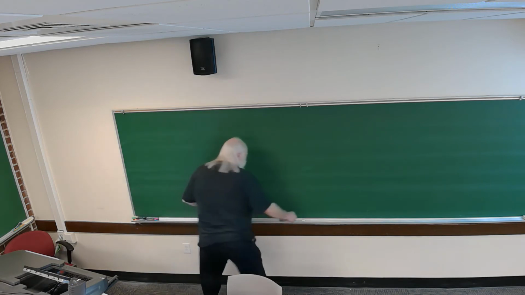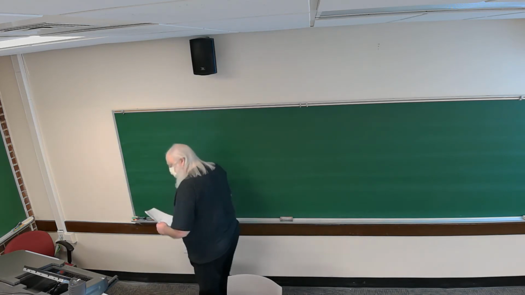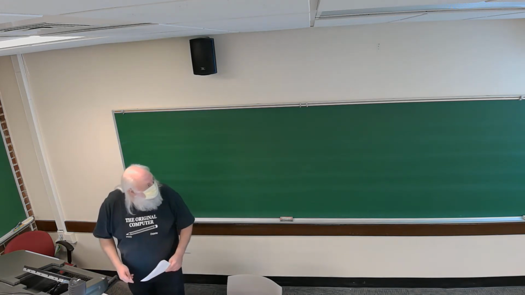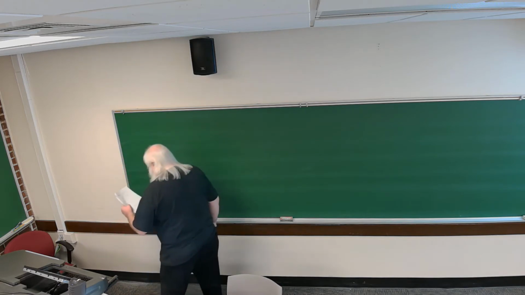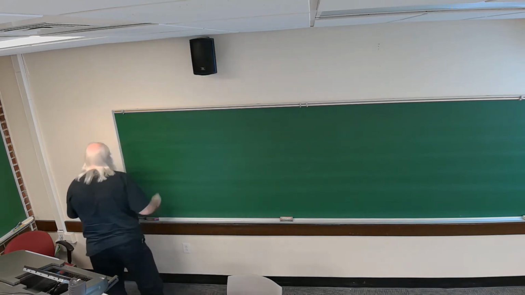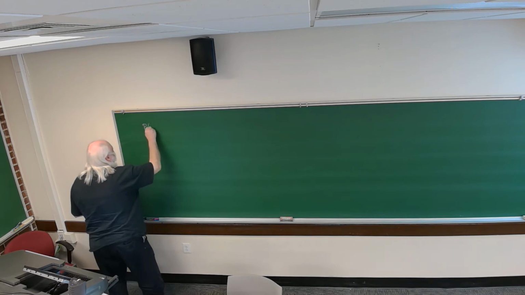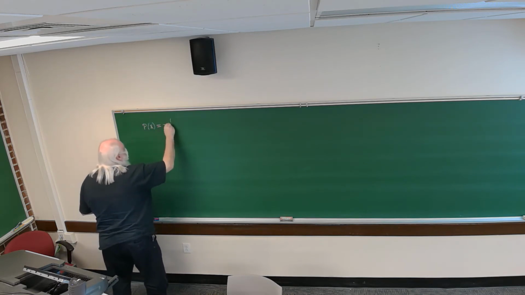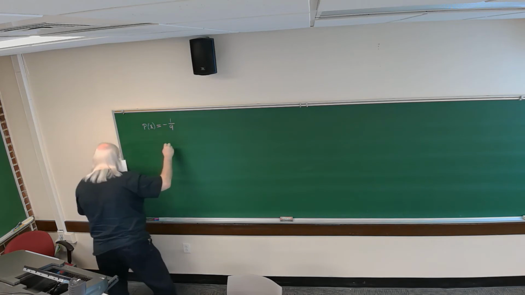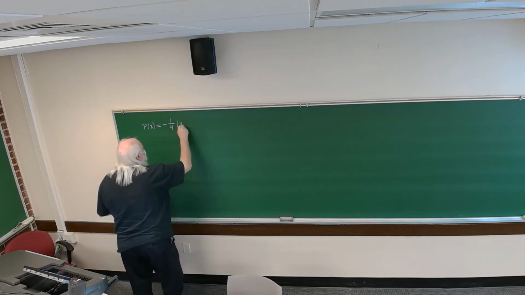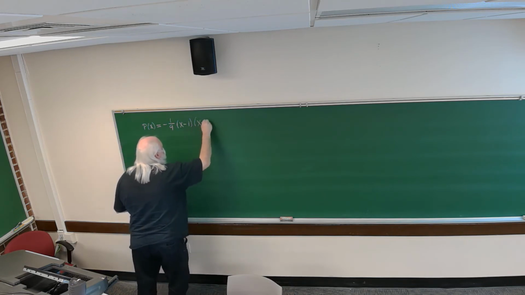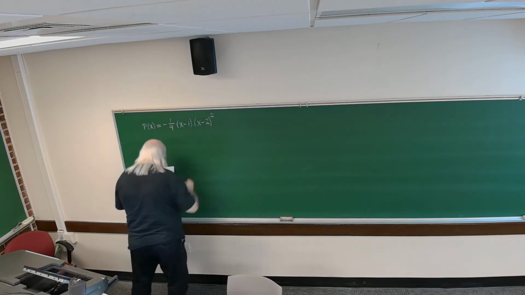Okay? So in example 5, the cubic polynomial p of x that we came up with is equal to minus 1/9 times x minus 1 times x minus 2 squared. Okay?